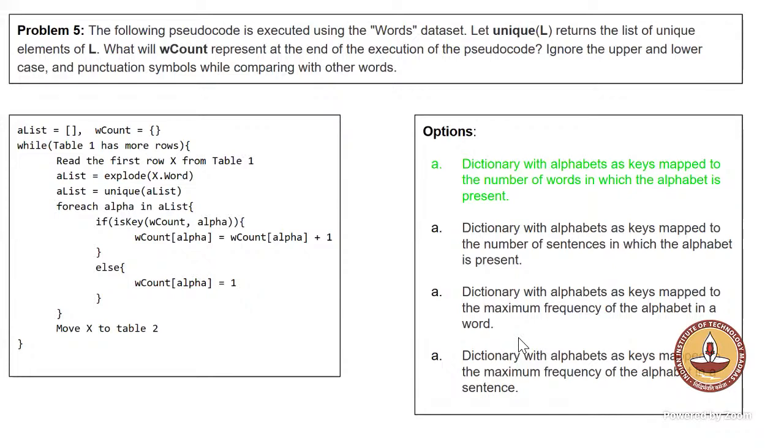Ma'am, I didn't understand this option A. Okay, what does option A return? Dictionary with alphabets as keys. Yes, W count is nothing but a dictionary with alphabets as keys that are mapped to the number of words in which the alphabet is present. We have alphabets as keys.